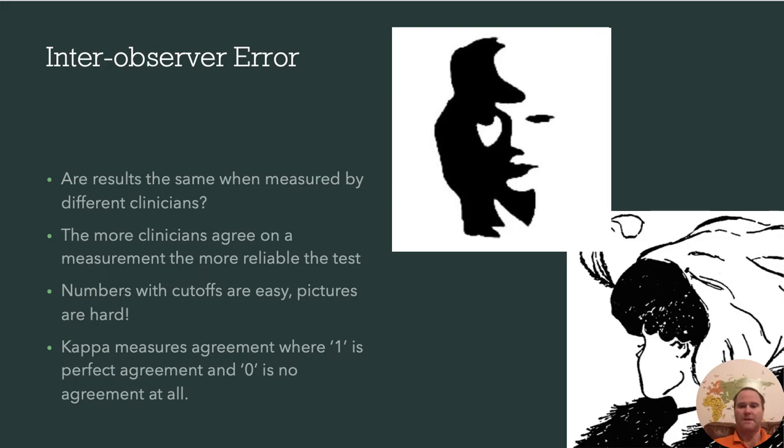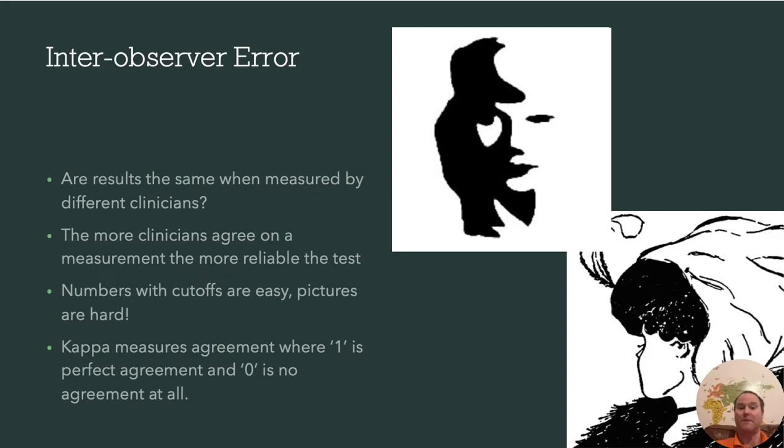And the last concept, which I think is important to understand, is that of inter-observer error. So are the results the same when measured by different clinicians? We know that in a lot of situations there is subjectivity in the way that we interpret tests. But obviously, the more clinicians agree on a measurement, the more reliable the test is. Numbers with cutoffs are relatively straightforward, whereas pictures, for example X-rays, are a little bit more difficult.